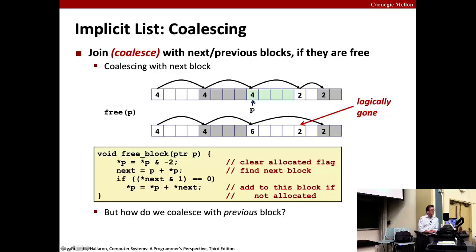Well, given all that we've talked about so far, the only way we could do it would be to start at the beginning of the heap and walk the list until we get to this current block, remembering the previous block each time we traverse. But that would be very inefficient. That would make free linear in the size of the heap, because to check the previous block we'd have to walk the entire heap from the very beginning.